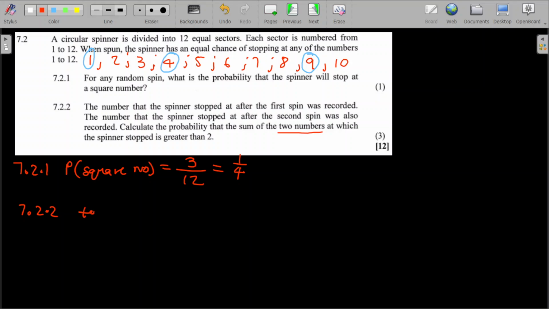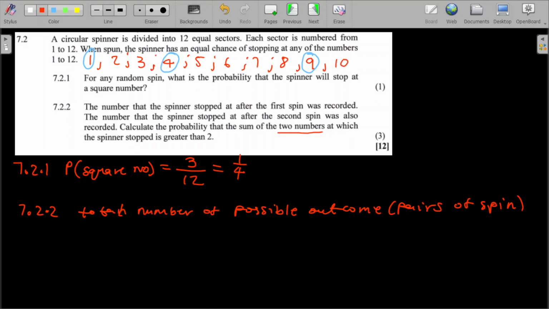Now we know that the total number of possible outcome pairs of spins is going to be 12 times 12, which is going to give me 144. So now, the probability of the sum of the two numbers being 2, remember, is going to be 1 over 144.